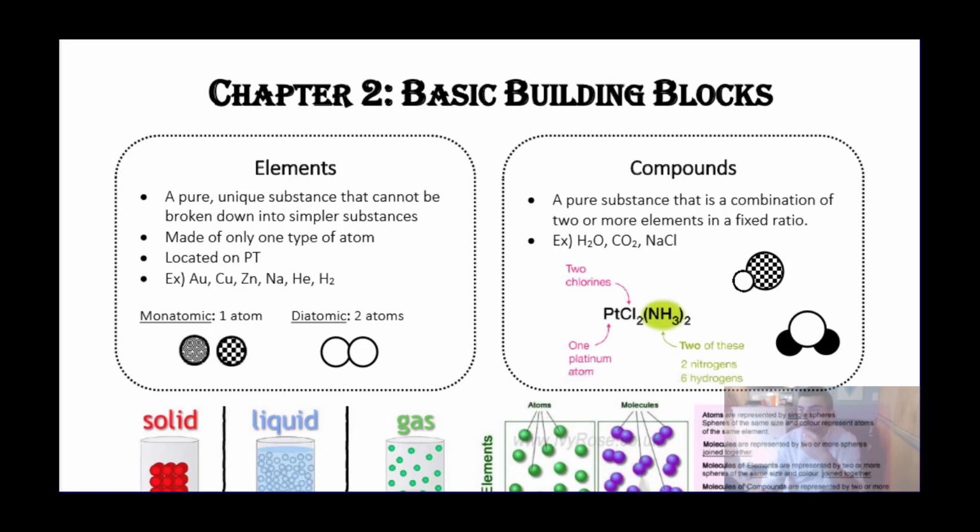So chapter 2 was called Basic Building Blocks, and it's where we were first introduced to the idea of elements and compounds and symbols in the periodic table. The first thing we did was we looked at elements versus compounds. We defined each of them.